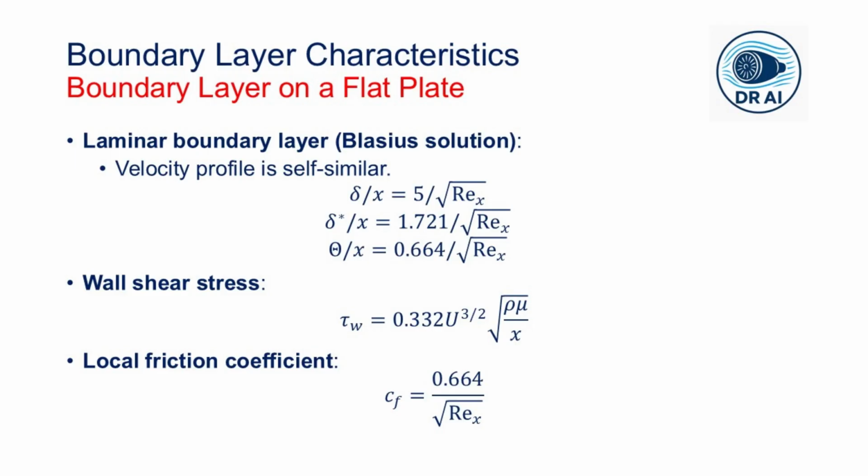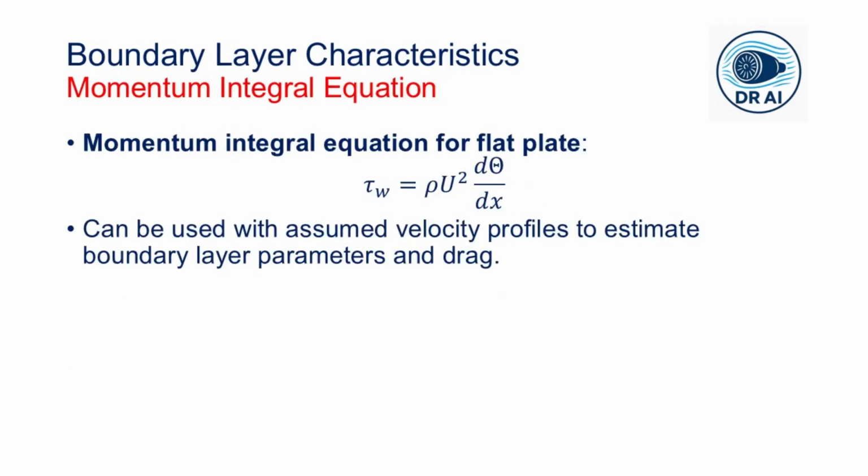So now let us discuss the momentum integral boundary layer equation. Obtaining the Blasius solution required mathematical sophistication, as we have seen in the previous slide. But there is an alternative approach that's both simpler and more versatile: the momentum integral method developed by von Karman in 1921.